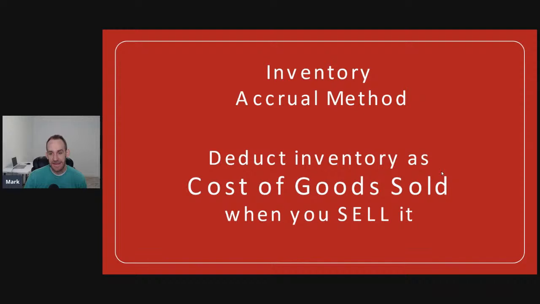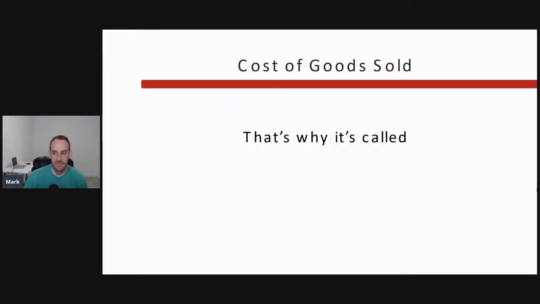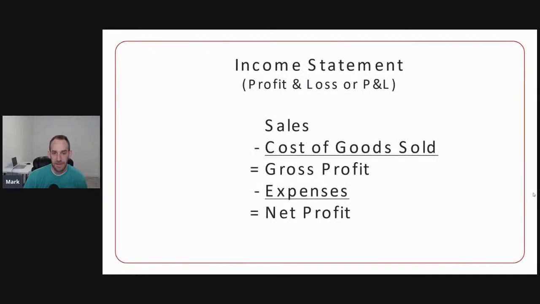So the accrual method, again, and I'm just going to keep emphasizing this, is deducting your inventory through cost of goods sold only when you sell it. That's why it's called cost of goods sold. Here's what the typical profit and loss looks like. So you have your sales minus your cost of goods sold, which equals your gross profit, minus your expenses, which will equal your net profit.